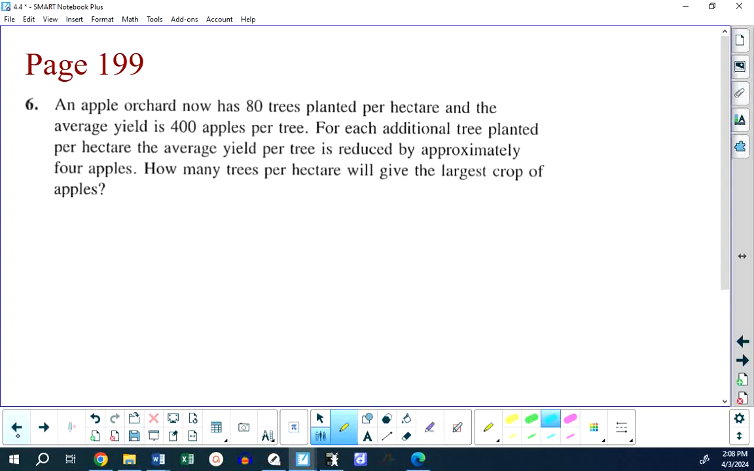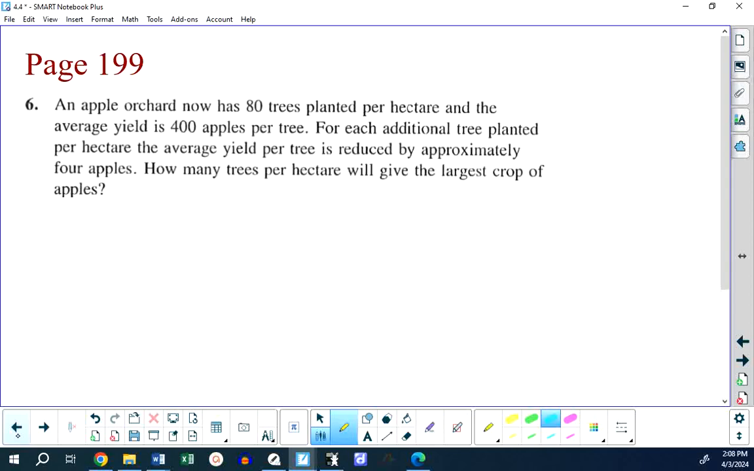So you may not think, well, that's not a lot, but you're talking about 80 trees, so it adds up, right? And again, the biological and physical reason for that, and chemical reason, is planting more trees takes the fixed amount of nutrients available in the soil and dilutes it, thins it out per tree. It might be that in reality you get the same number of apples, they're just smaller or not as good. How many trees per hectare will give the largest crop?